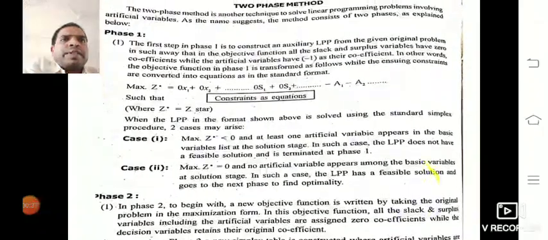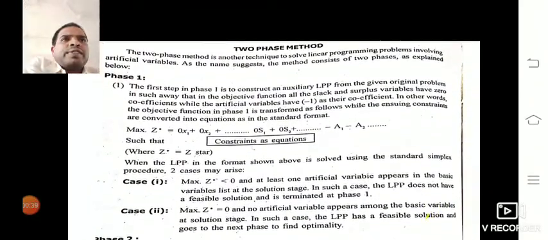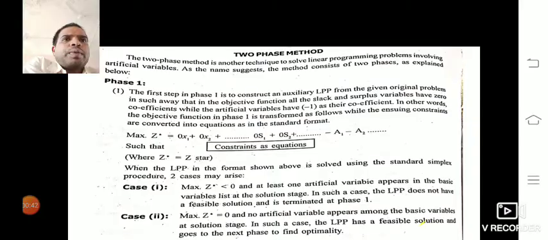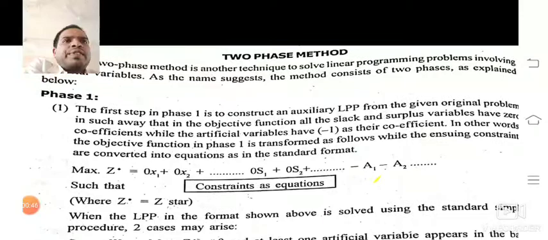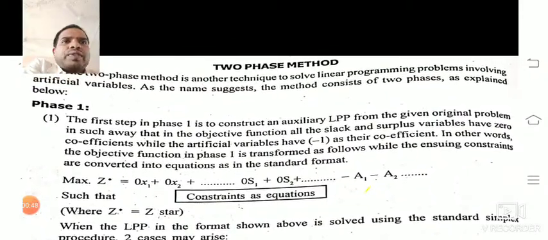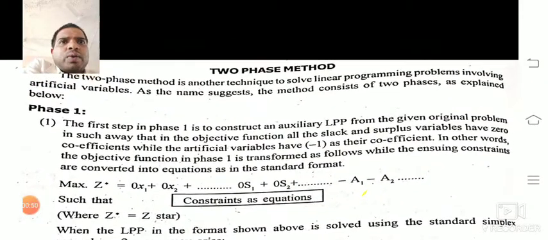The two-phase method is another technique to solve linear programming problems involving artificial variables. As the name suggests, the method consists of two phases. That is, we are going to solve the LPP problem in two phases.